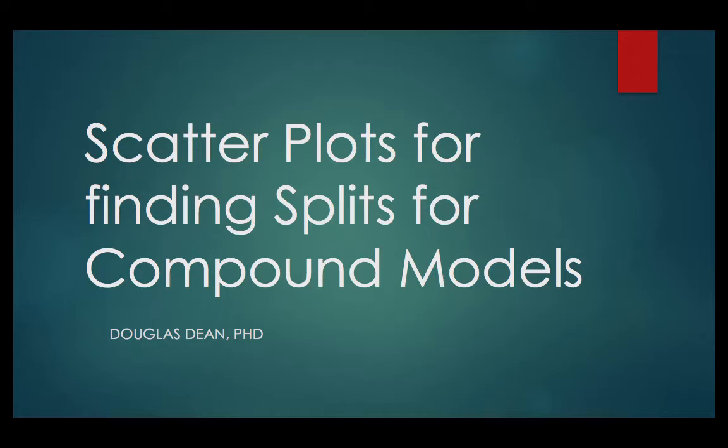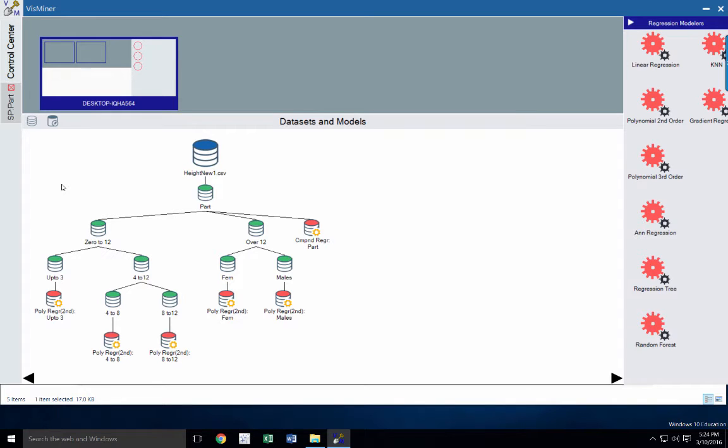In this video, I will show you how to use scatter plots as one way to visualize where to make the breaks in your data when you're creating subpopulations. What you see in this video is the completed exercise that I went through in class, and we're estimating height of people based on their age and their weight.